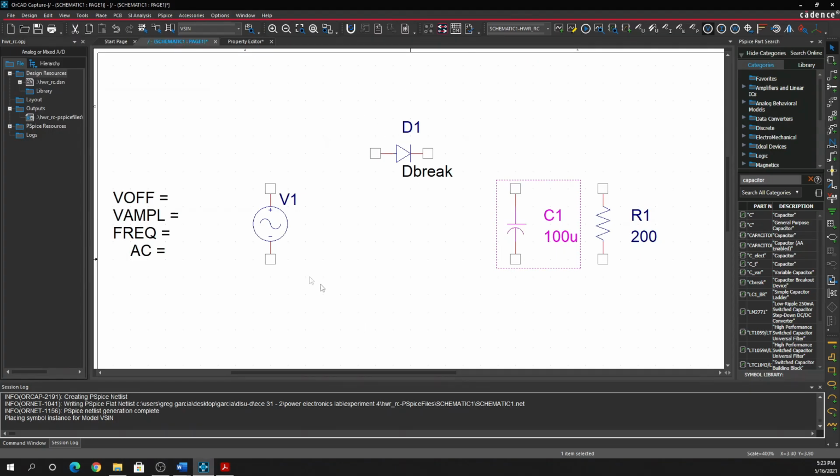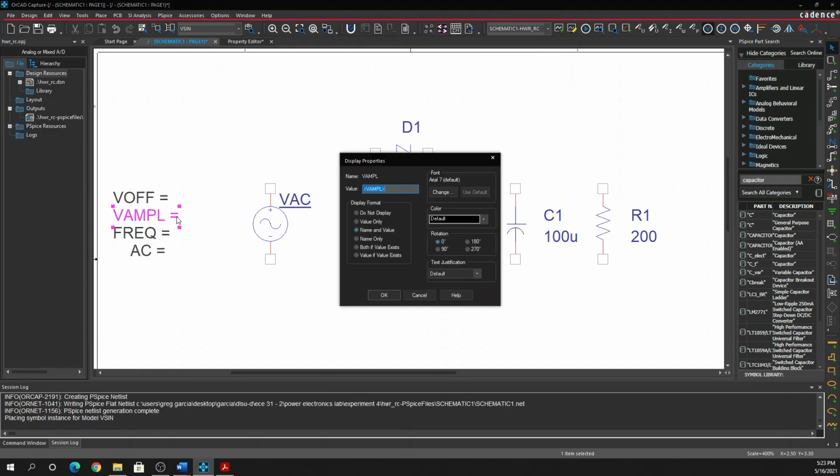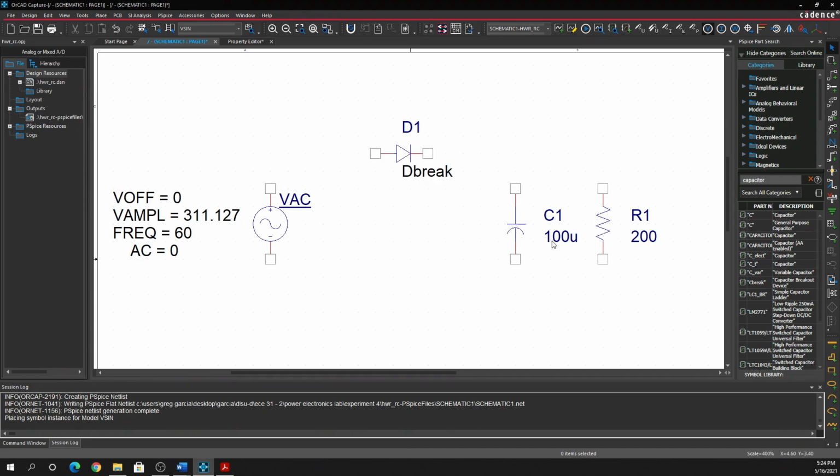So in the schematic, we have here a transient sine voltage source for our VAC, Dbreak for our diode, capacitor, and resistor. For the V amplitude, we are given 220 VRMS, multiply it by the square root of 2, and we will get 311.127. That will be our input for the V amplitude. Frequency 60 Hz, AC 0, voltage offset 0. For the value of the capacitor, it's 100 microfarad. For the resistor, 200 ohms. Now let's connect the components.